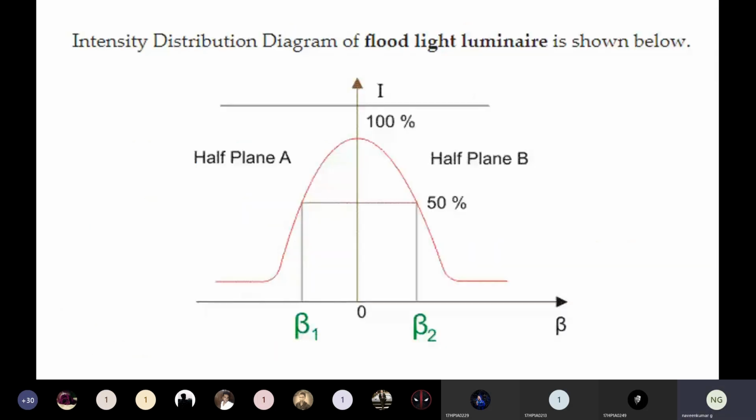So this is the intensity distribution curve for a floodlight luminaire. Now you are observing whatever I have shown there, the beam distribution. The same beam distribution curve you can have here. It is nothing but the way floodlight is being distributed in a sports arena.